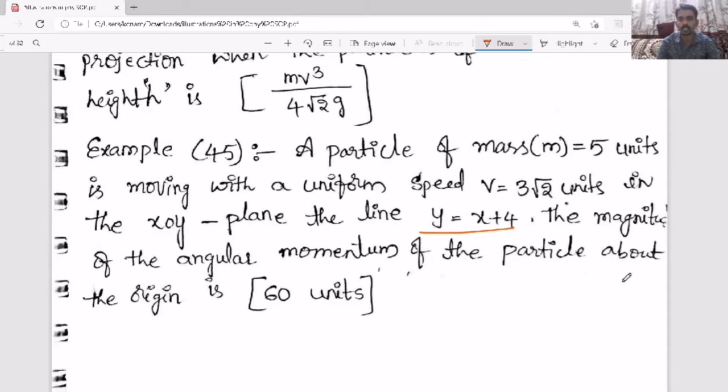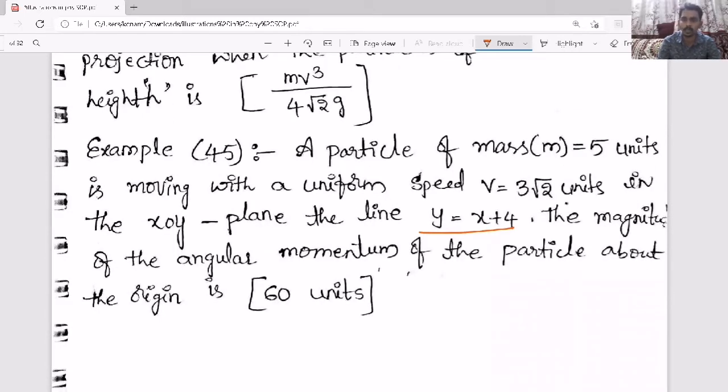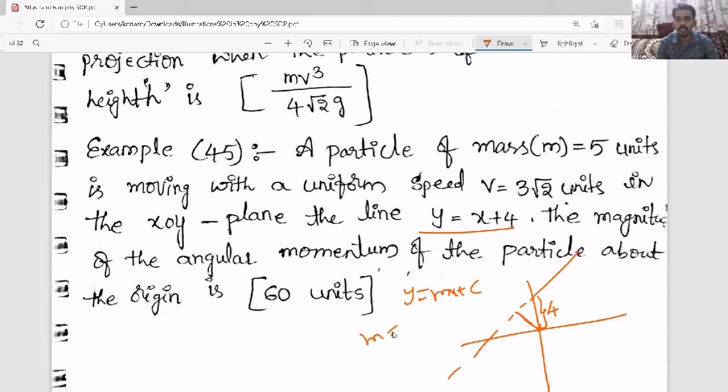Sometimes they will give it like this also. See, here the particle is moving along a particular line. y equals x plus 4 is in the mx plus c form. That means a positive slope with a positive intercept, like this. Now, here the perpendicular distance from the origin will become this one. The intercept is 4. Now, m is 1, which means the slope is 45 degrees, because slope means tan theta. So tan theta equals 1 means theta is 45. From this data, you can find this perpendicular distance.